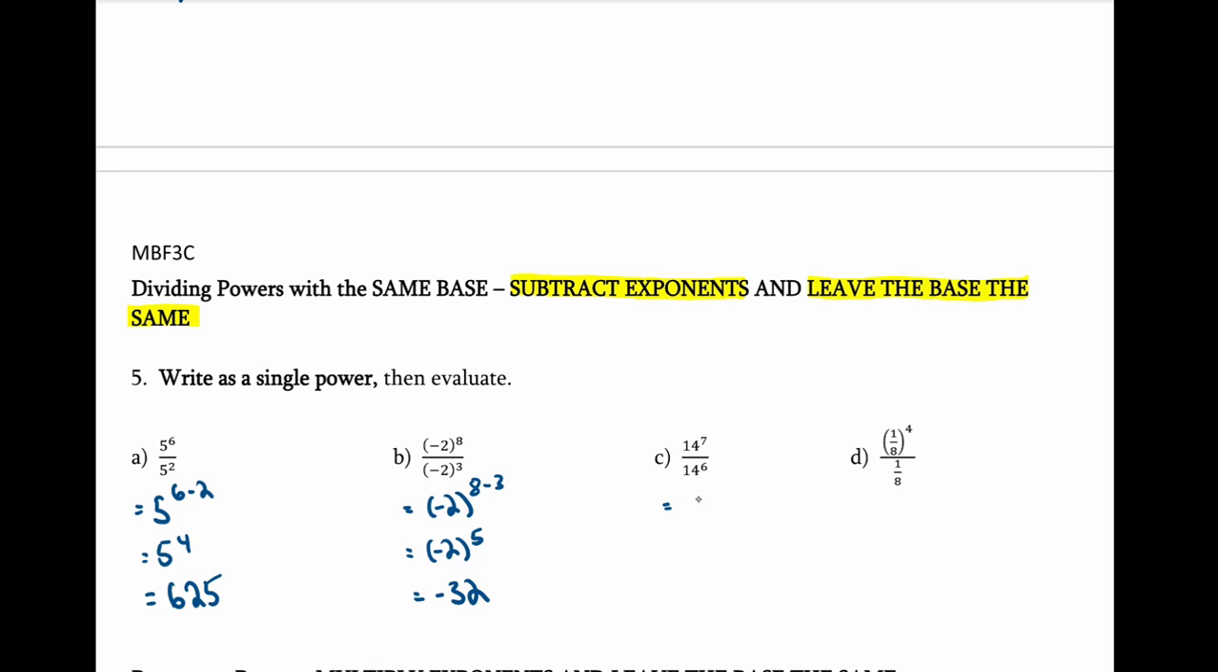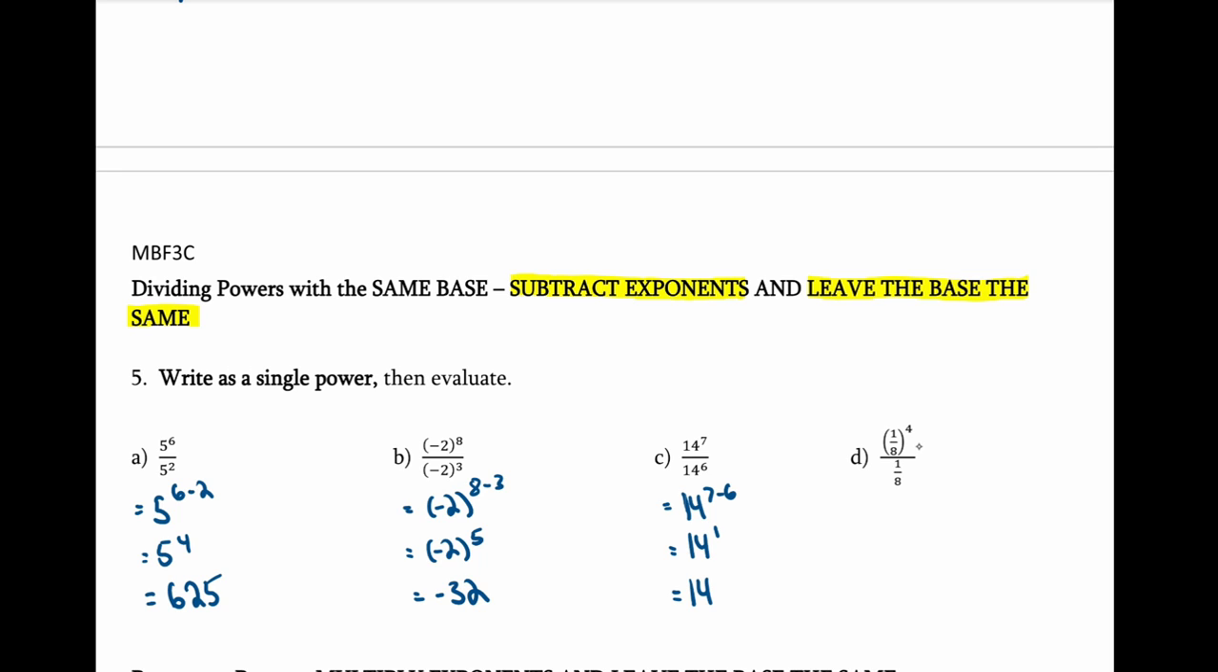C is the same thing. 14 is our base to the power of 7 minus 6, or 14 to the power of 1. If I wanted to, I can just remove that 1. I don't need to show it. I'm going to put it there just so we know that that's our single power. And then 14 to the power of 1 is just 14.